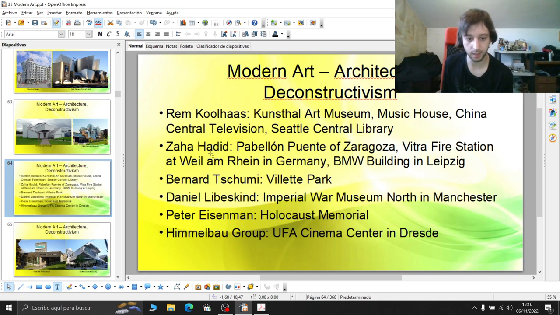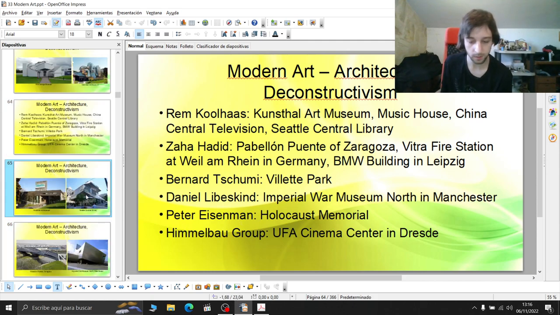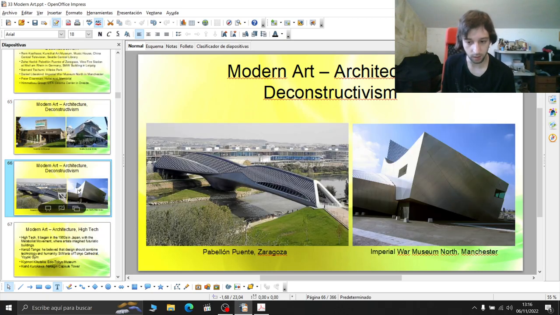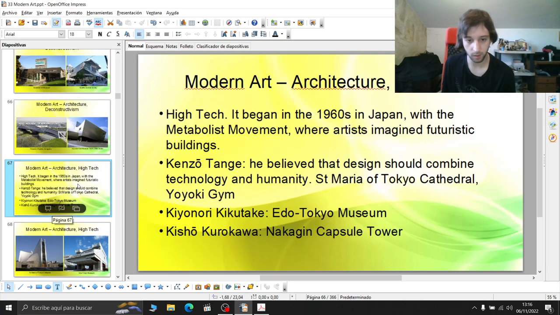Rem Koolhaas, Zaha Hadid, Bernard Tschumi, Daniel Libeskind, Peter Eisenman, Coop Himmelb(l)au. Here are just more examples.